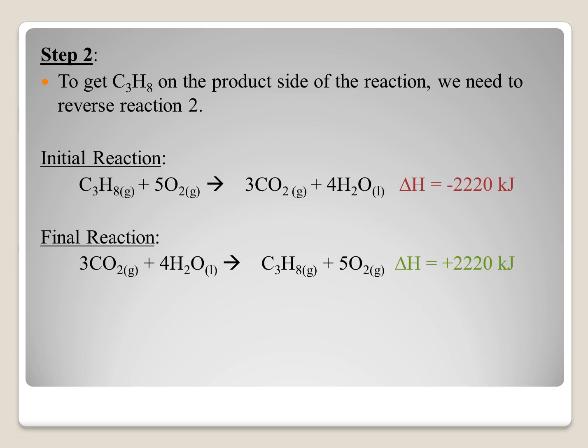Another of the given reactions does contain propane, C3H8, but it is shown on the reactant side, and we will want it on the product side because that is where it is shown in the final reaction. To reverse the reaction, we will switch the products with their reactants and change the sign for the enthalpy change.